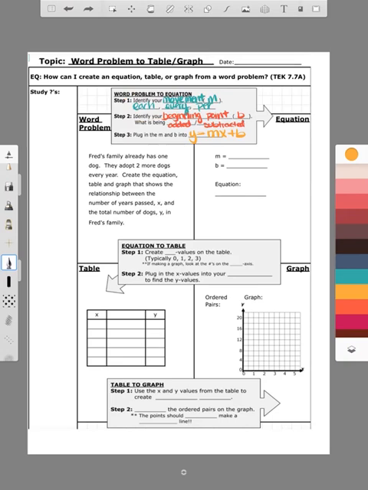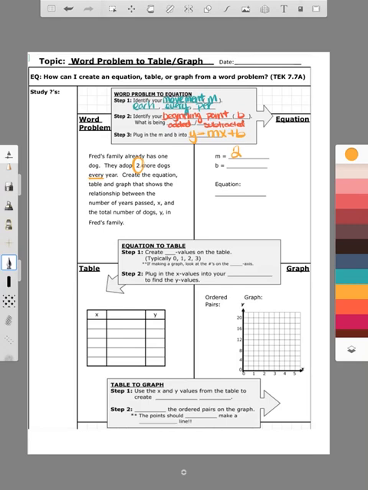So I'm looking at this scenario and I do see the word every. I'm going to backtrack to the start of that sentence. It says they adopt two more dogs every year. So now I know that 2 is going to represent my M, because that was the closest value to the word every.